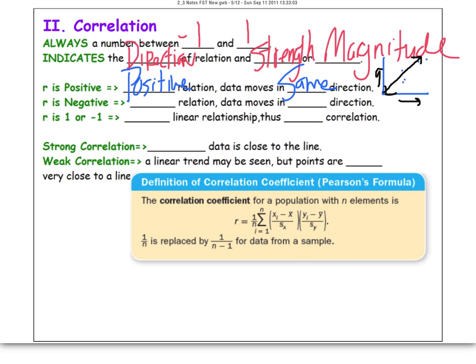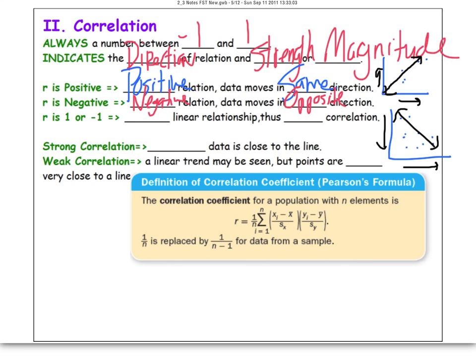On the other side, if R is negative, it's said to have a negative relation, and the data moves in the opposite direction. In that case, if we have a scatter plot going down like this, it would have a negative relationship. As the x's get bigger, the y's get smaller.